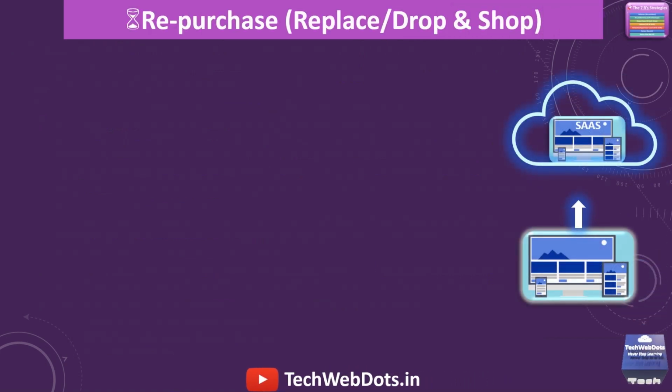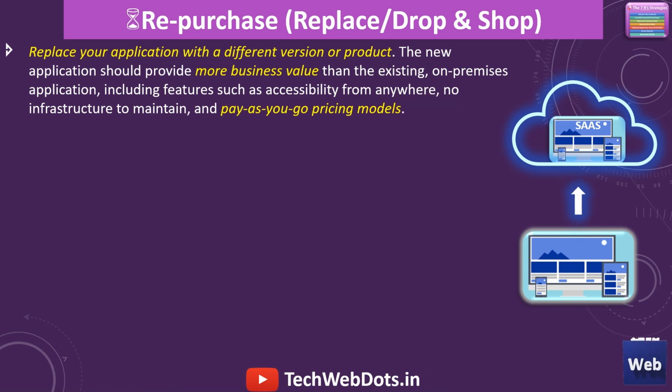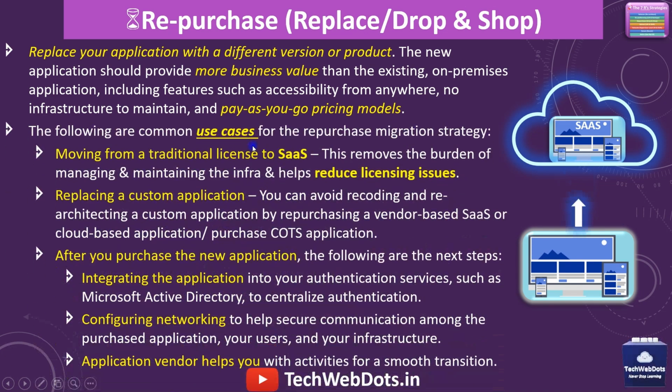The next strategy is repurchase, or we call it replace or drop and shop. So by name itself, right, it's easy to understand, right? Replacing your application with a different version of the product. Okay, we replace something or we drop something and we buy the new one. So the new application should provide more business value than the existing on-prem application, including features such as accessibility from anywhere, no infrastructure to maintain, and pay as you go pricing model. So that will save you some cost as well, definitely.